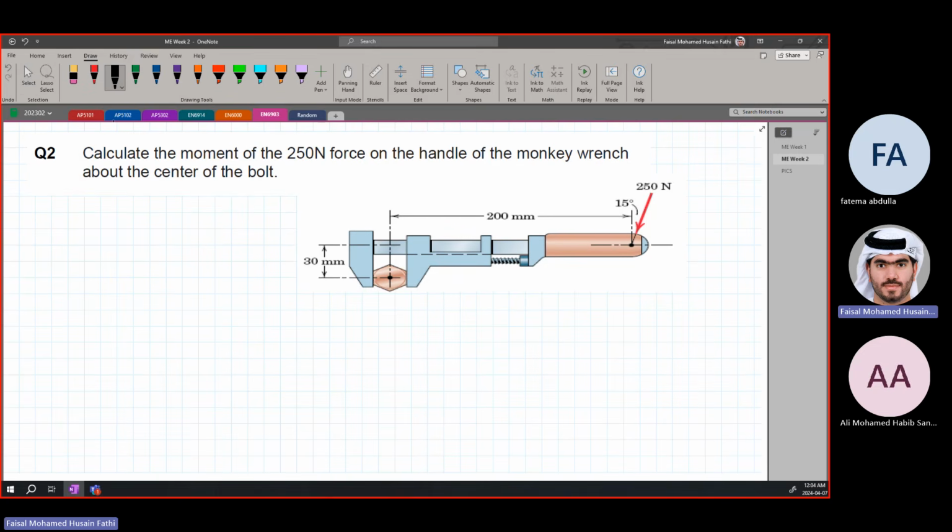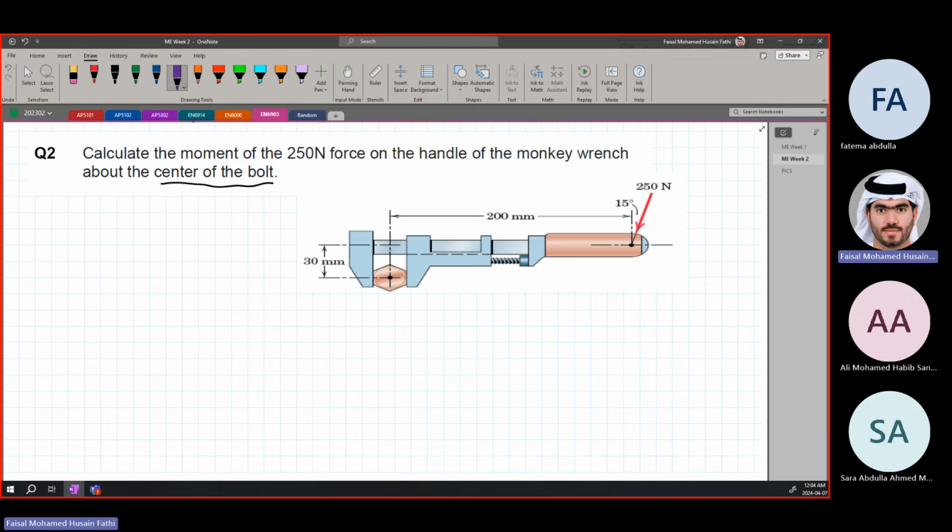So this is the point that we want to know. We want to know about the center of the bolt. Where's the center of the bolt? This is the center of the bolt over here. So this is our point O. Let's call it that. If I want to redraw this, we have a distance like this, and then we have a distance over here like that.